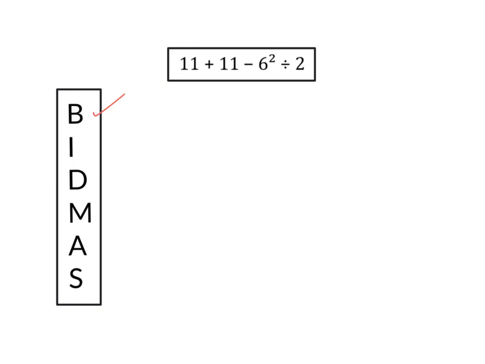Here's an index here. So what I'm going to do is write the whole thing out, but changing the indices part. So it's 11 add 11 take away, now 6 squared. I'm going to work that out now because it's an index. 6 times 6 is 36, divided by 2. Are there any other indices? No, I'm done.